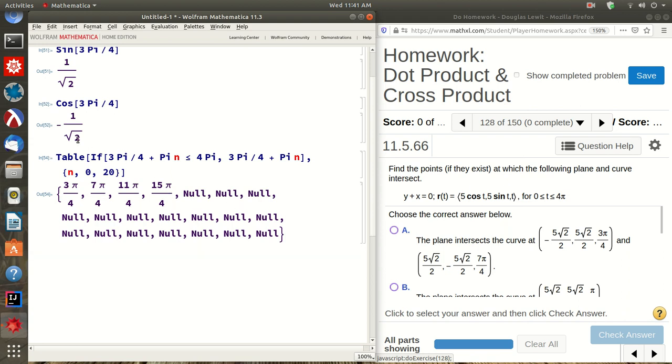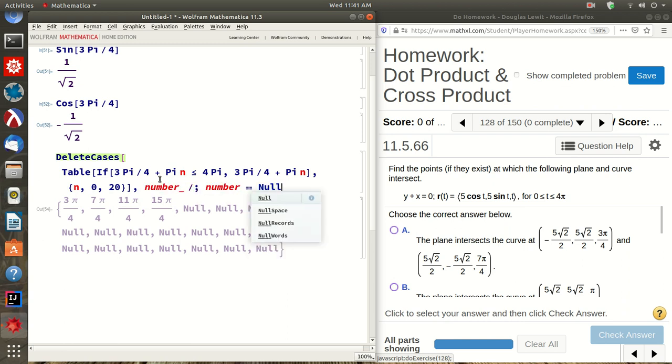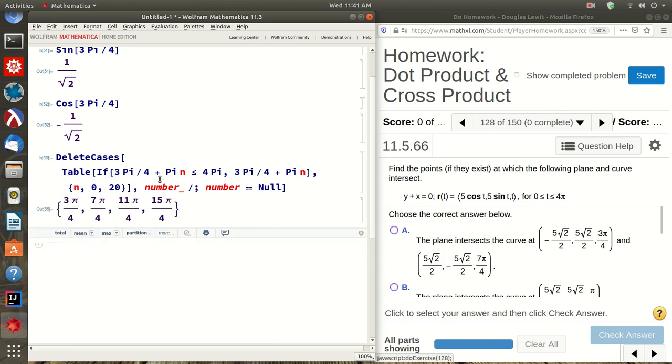Let's get rid of those nulls. Delete cases. Put a comma here. What should I call it? I'll call it number, such that number is equal to null. So those are my values: 3 pi over 4, 7 pi over 4, 11 pi over 4, 15 pi over 4.